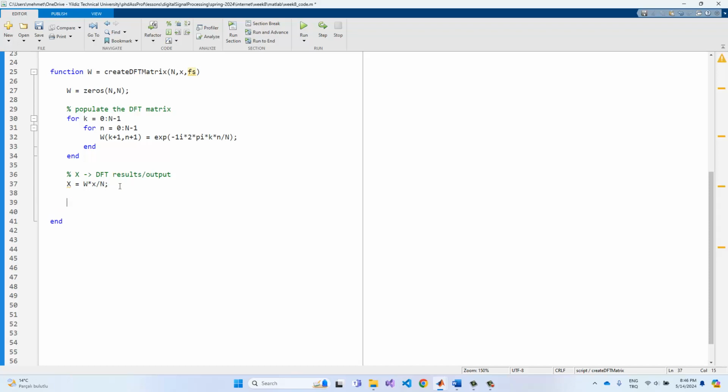Okay? And after that, we need to give the frequencies of these terms. And so how can we do that? We need to create the 0 to n minus 1 times fs divided by n.